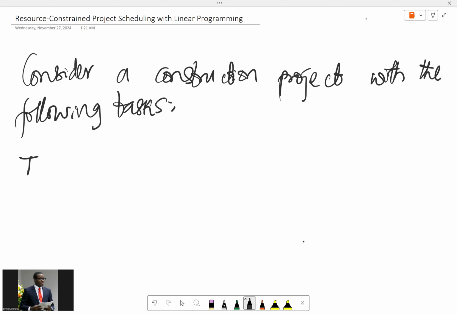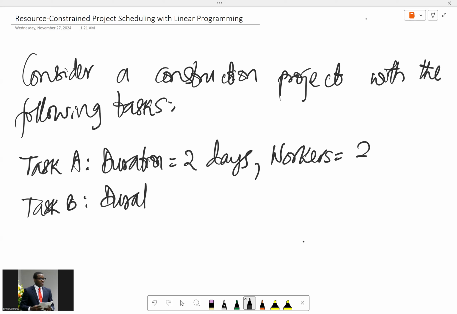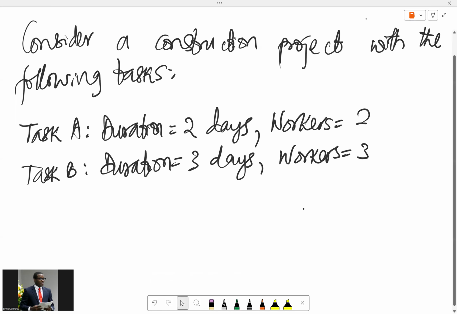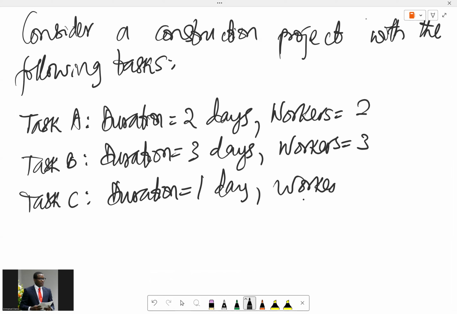Imagine that task A, the duration is 2 days. Then workers required: you need 2 workers for that. Task B, the duration is 3 days, and 3 workers are required. And then task C, the duration is 1 day, and the number of workers required is also 1.